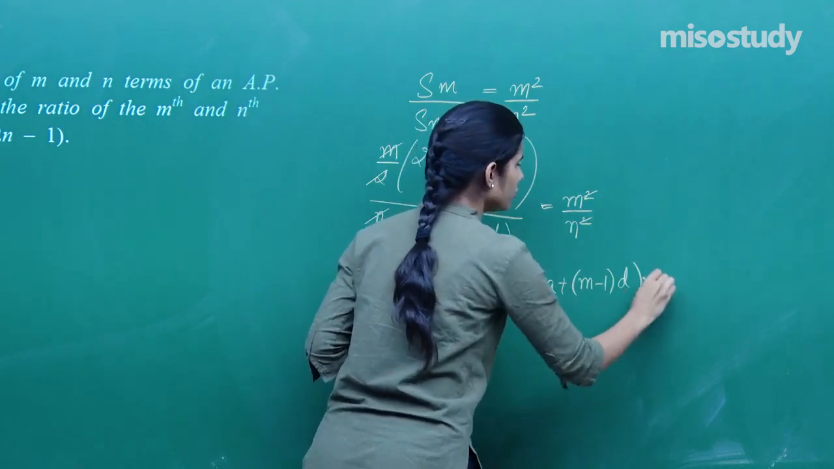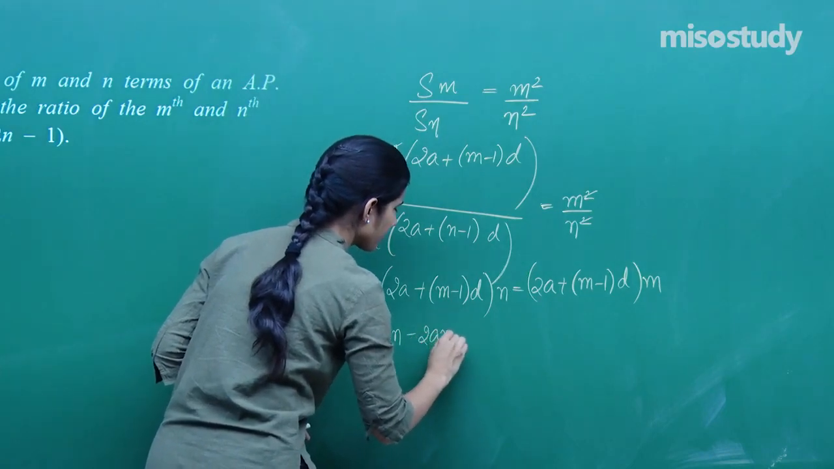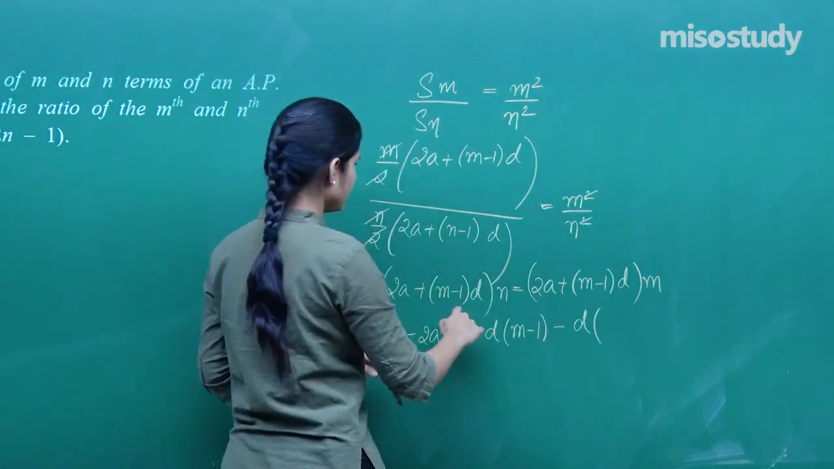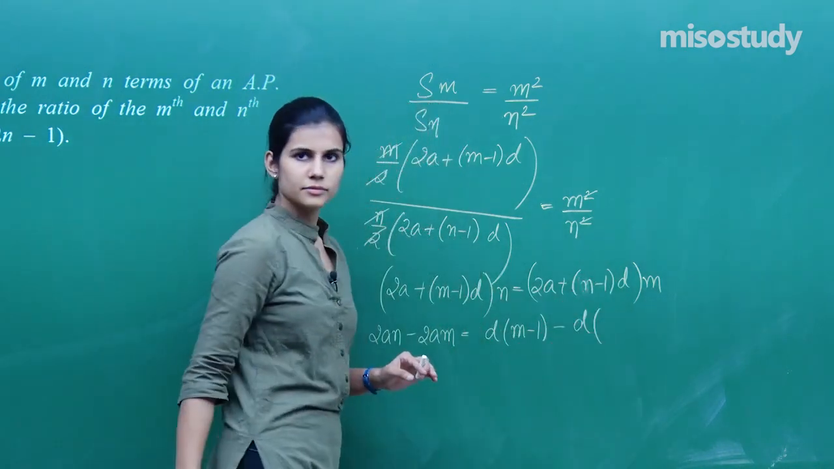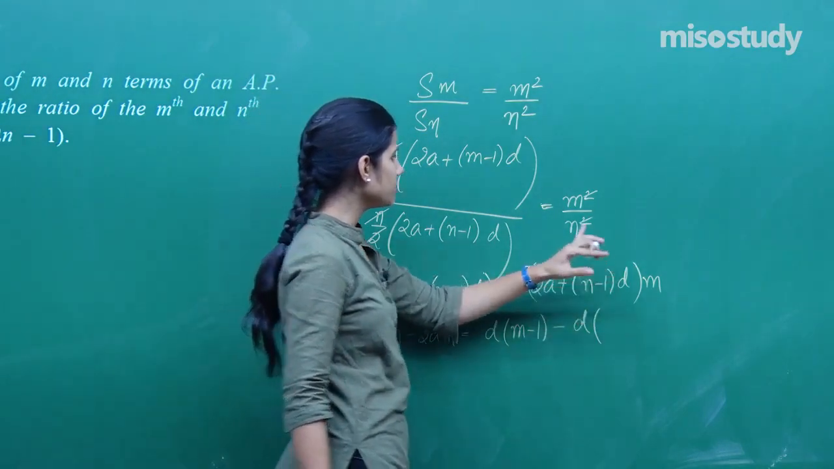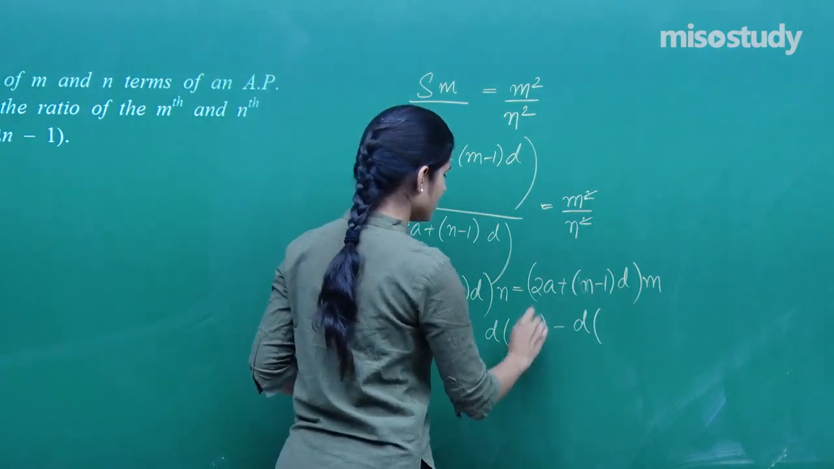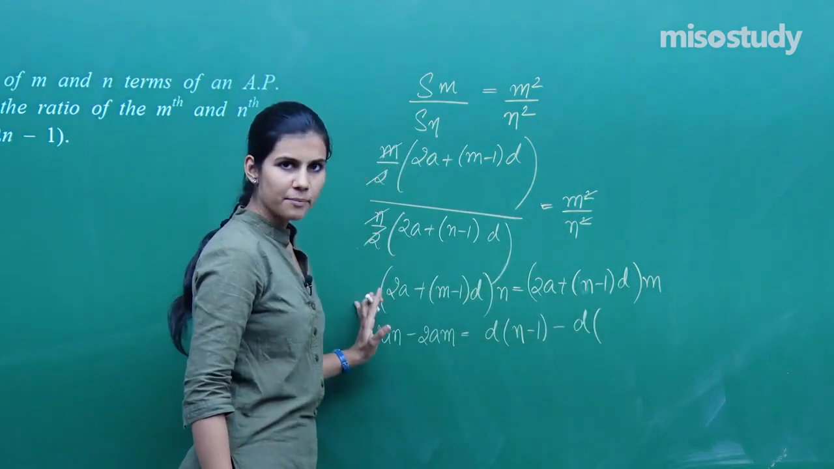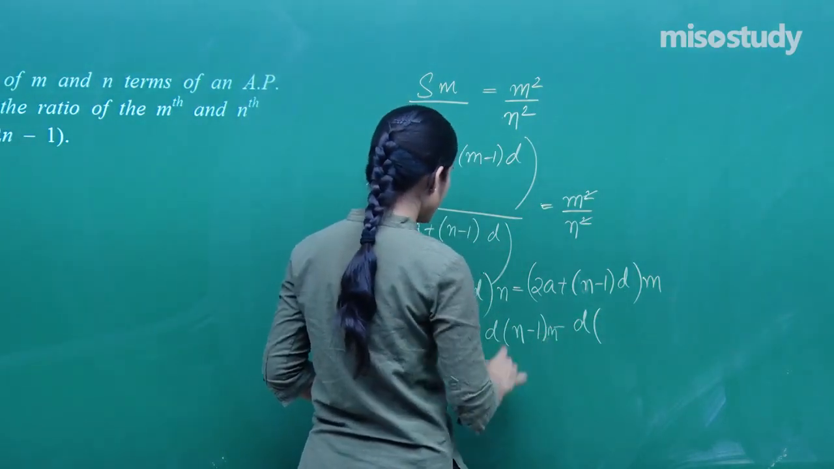d into m. If you open it up, you get 2an minus 2am equals dm minus 1 minus d. This is actually m minus 1, and this into m, this is n minus 1. Right? 2a plus m minus 1 into d into n and 2a plus n minus 1 into d into m. So here it will be d n minus 1, because that is what is here. See, 2an minus 2am, and here it is dm n minus 1 minus dn m minus 1.